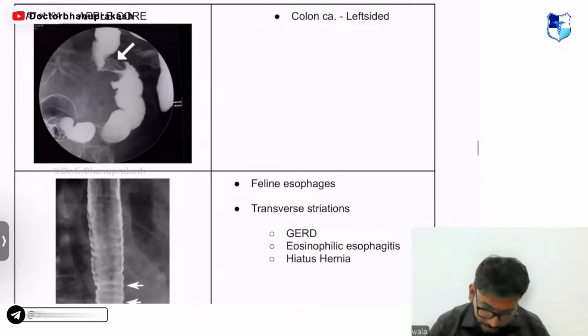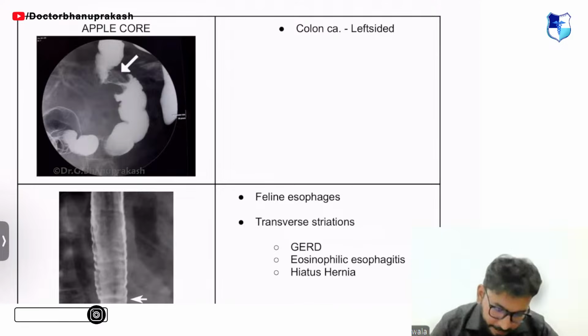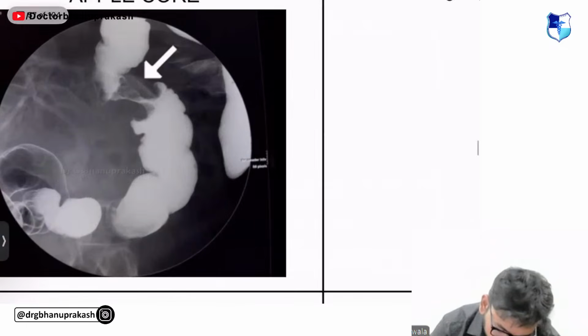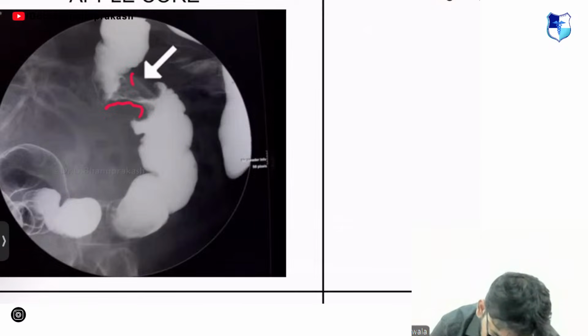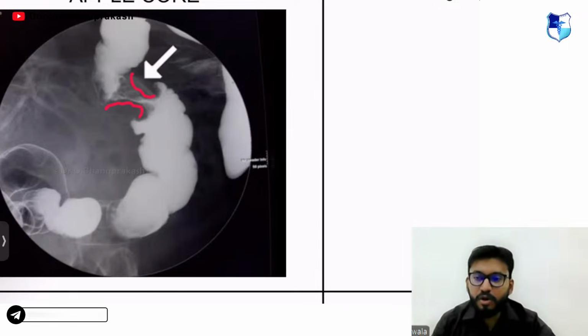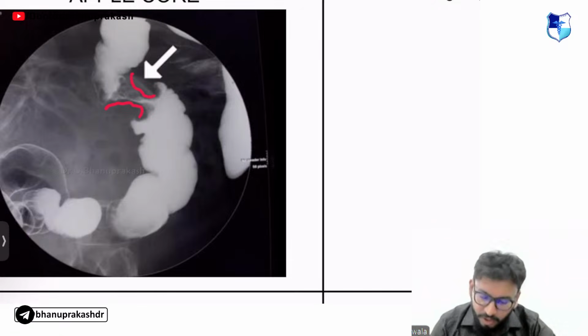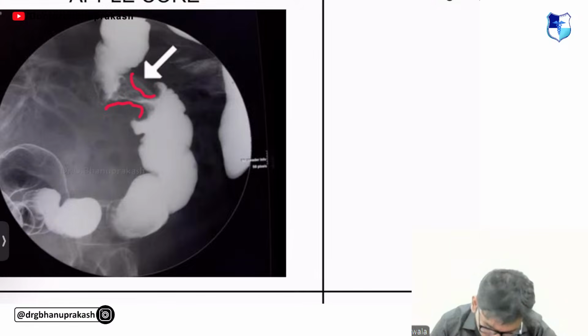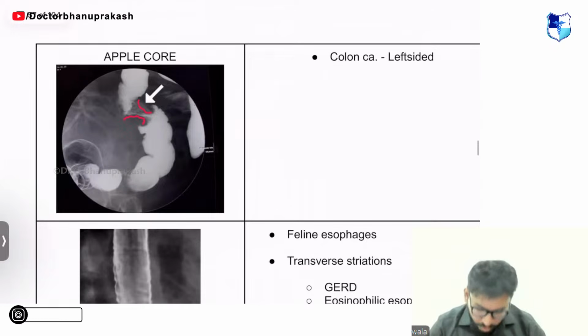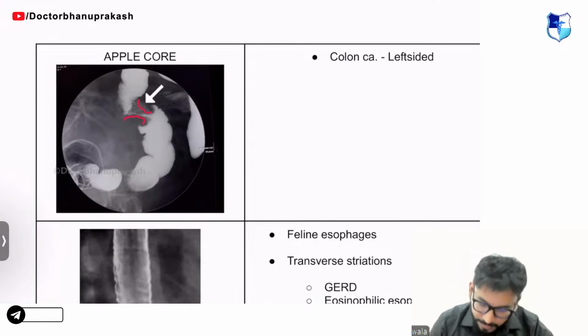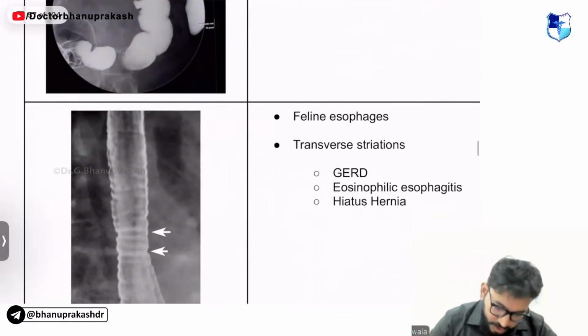Come on, let's move ahead. Look at this, guys. This is the apple core deformity. It looks like an eaten apple. This is seen in colonic cancer, specifically left-sided colon cancer. Left-sided colon cancers will give you apple core deformity.